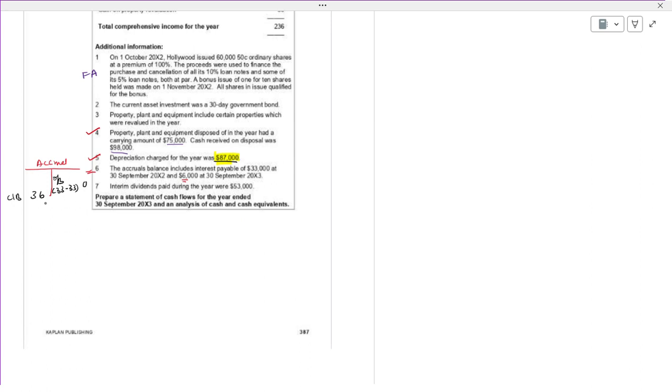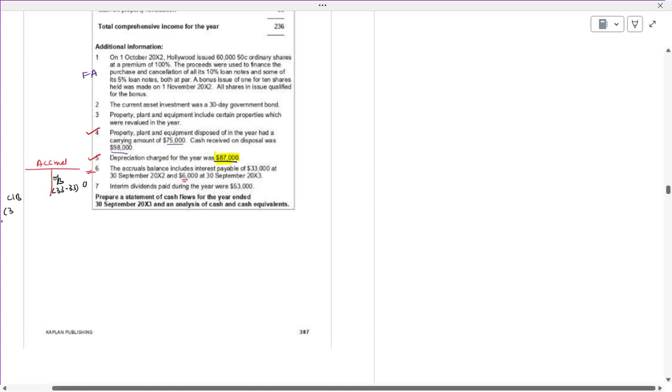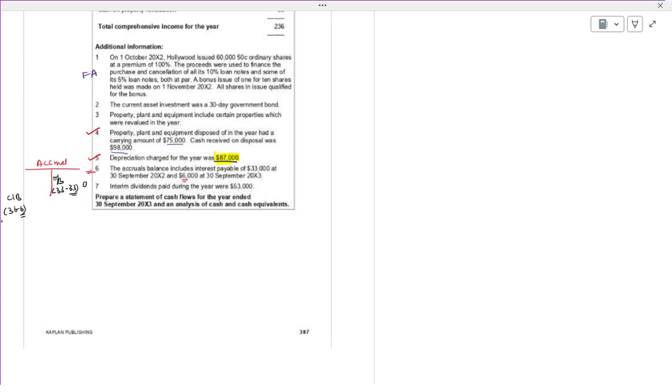Interest is how much? Interest is 6. Is it right? Means we are removing interest. We will show interest separately. 36 minus 6. Here also we have removed interest. We are taking only accruals.